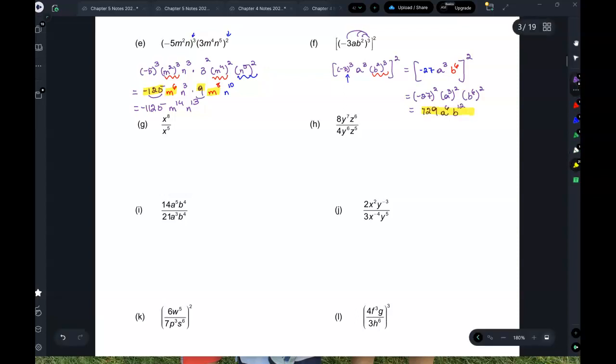Okay, yes, Kaden. You mean the outside 2 and the outside? I like to work inside and then go out. Okay, that's the more correct way to do it. So let's take a look here. Here we have a fraction, right? 8 and 4, those are going to simplify to 2.